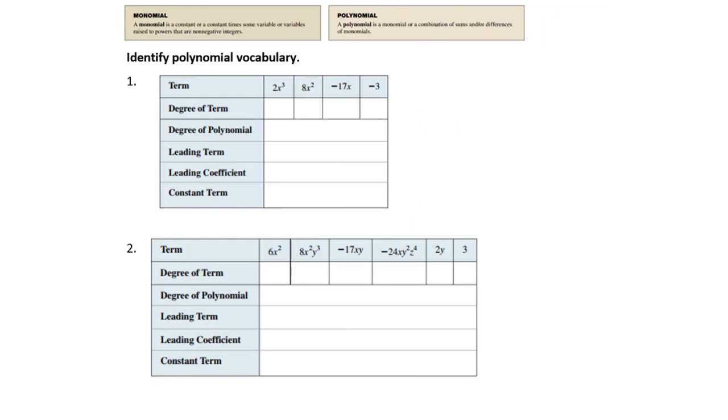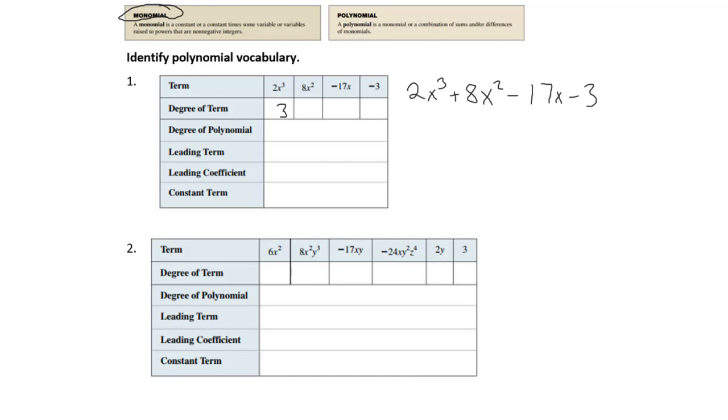All right, so we're going to start out by looking at some terms. Monomial. A monomial is a single term. And so we're going to go ahead and look at this big term of 2x to the third plus 8x squared minus 17x minus 3. So in this box, I have it broken up so we can see, all right, what is the degree of this single monomial term? Well, that would be a 3 because its exponent is a 3.